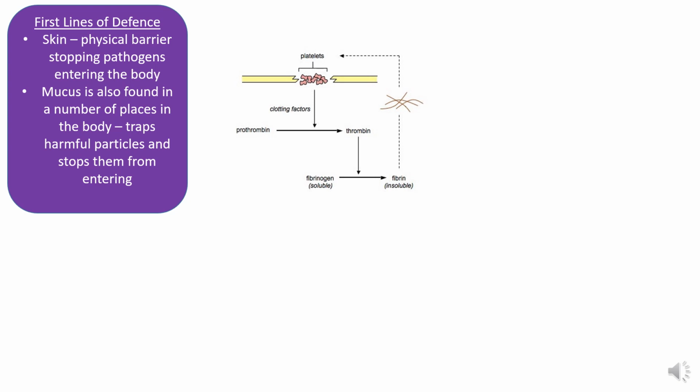And mucus is found in a number of places in the body. What the mucus does is it can trap harmful particles and stop them from actually getting into the body. So, for example, mucus in the nose and throat stops a lot of particles from the air and catches them. And then we can get rid of them out of the nose and mouth or by swallowing them.